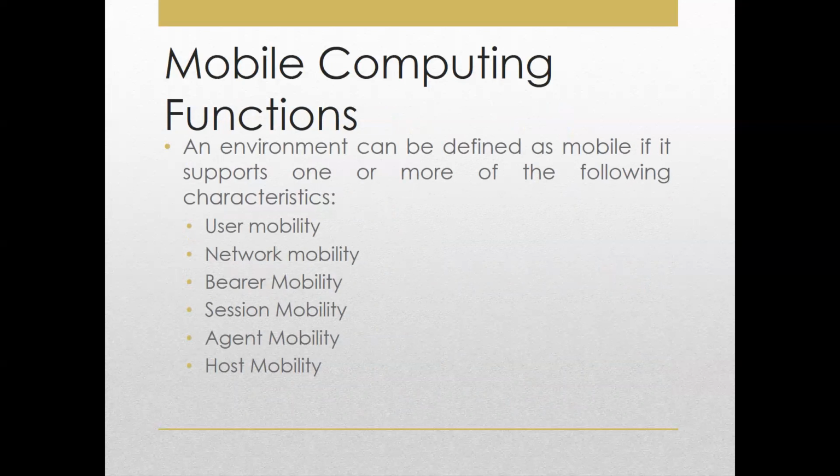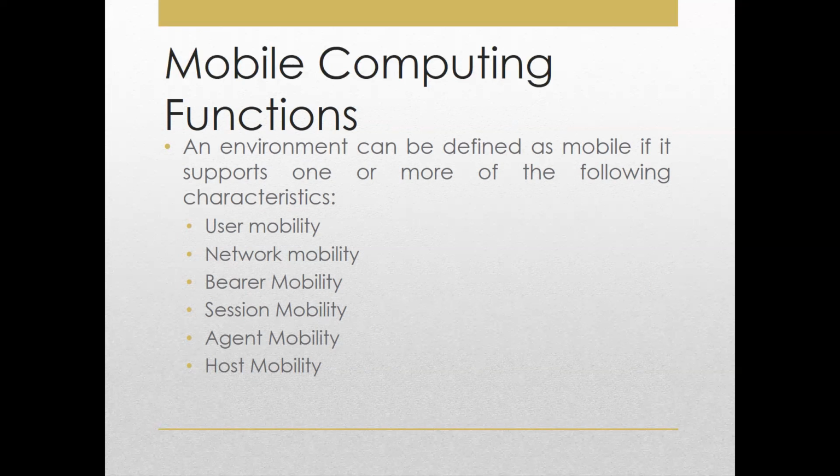Mobile computing functions. An environment can be defined as mobile if it supports one or more of the following characteristics. User mobility. User mobility is the ability of the user to move from one physical location to another and be able to use the same service. Network mobility. Network mobility is when the user is moving from one network to another and uses the same service seamlessly. Example, Wi-Fi network within the university campus and changing to 4G network outside when using the online service.